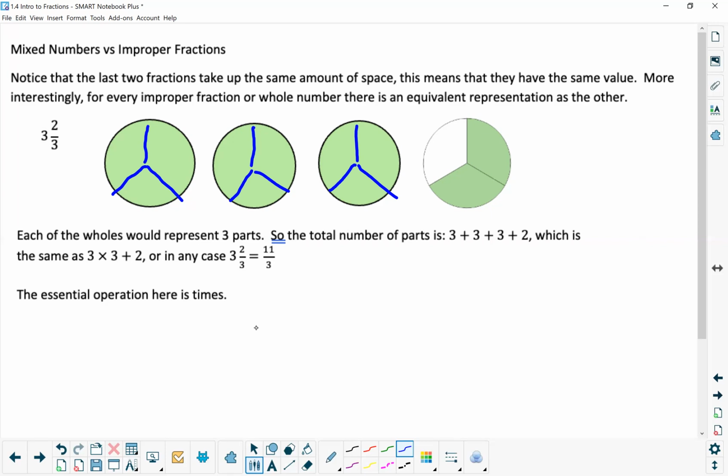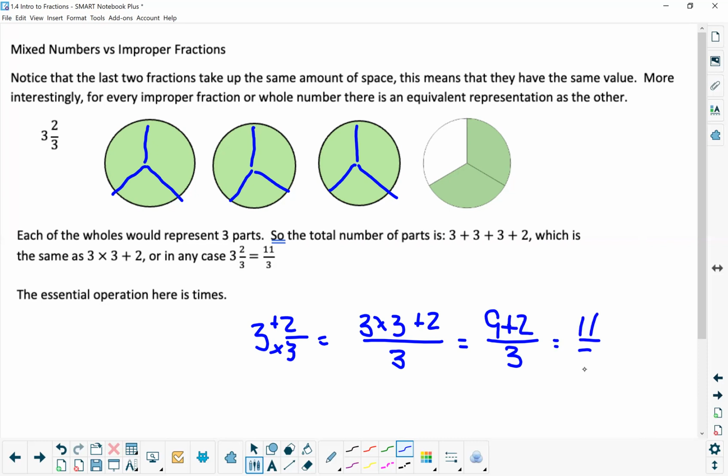So for an improper fraction, you take the whole number part times the denominator and add the numerator. 3 times 3 plus 2, and the denominator stays the same as it was. Again, order of operations, we would have to do the multiplication first and then the addition. So here the main operation or essential operation is times, that's multiplication.